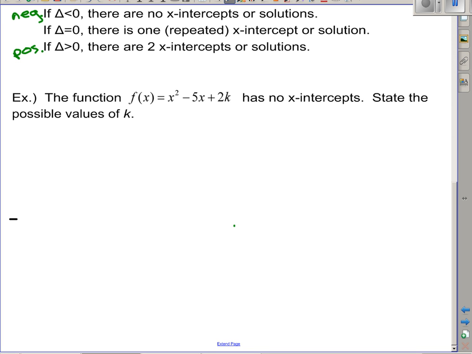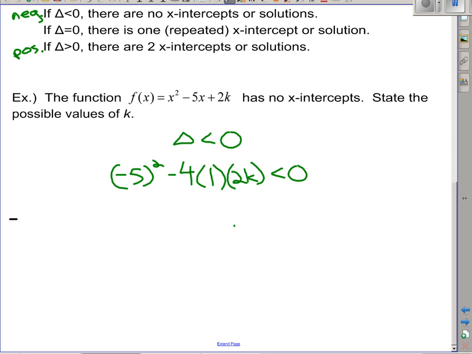So no x-intercepts means that the discriminant is negative. That's likely going to be worth M1, just writing that. Now the discriminant is b squared minus 4 times a times c. And c is 2k in this case. Has to be less than 0. Okay, we'll simplify a little bit. 25 minus 8k is less than 0.